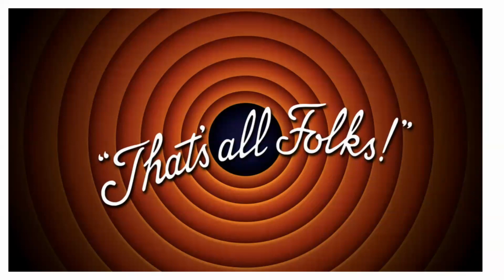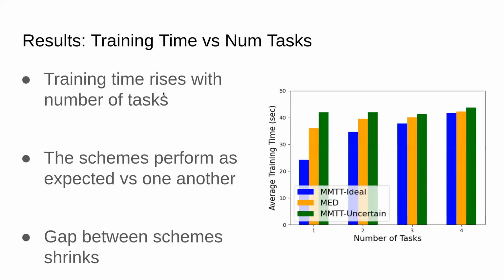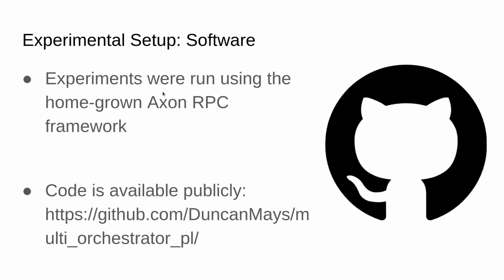Mm-hmm. Also, I meant to mention, you mentioned that you had a GitHub account or page for this project. Would you mind sharing the GitHub link in the book club channel at some point? Sure. Yeah, that'd be wonderful. Thank you. There it is. Just my name and then multi-orchestrator PL. Awesome. Would you mind pasting that in the book club channel for afterwards, just in case? Yeah, you don't have to do it right now, just whenever is convenient.